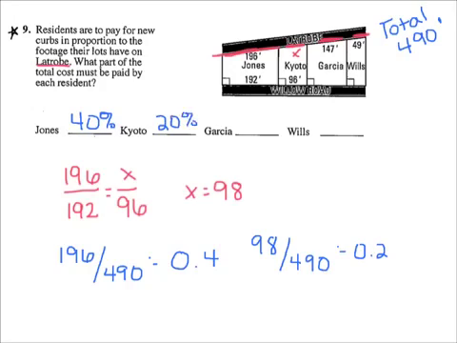Garcia, I'm going to do 147 divided by 490. I end up with 0.3, so that's 30%. And Willis, 49 divided by 490, that's going to be 10%. A quick check would be to make sure that your percentages add up to 100, but they do. Okay, so again, the only reason I had to mess with that percentages thing is because it was asking me for what part of the total cost.